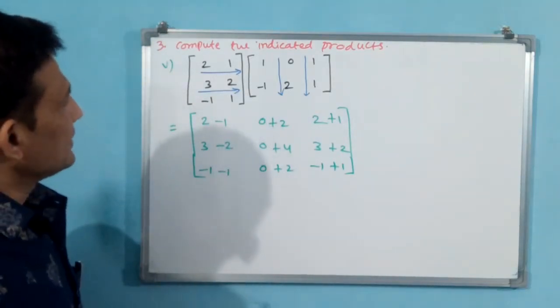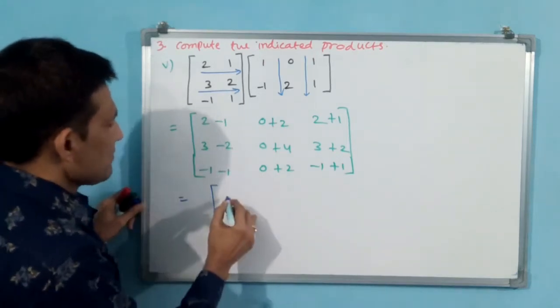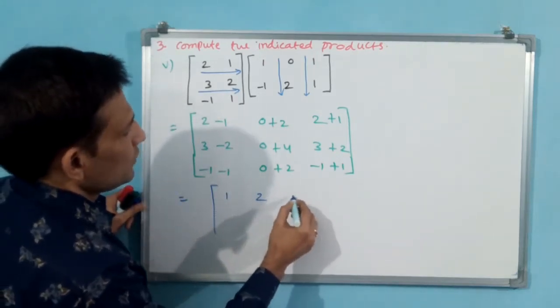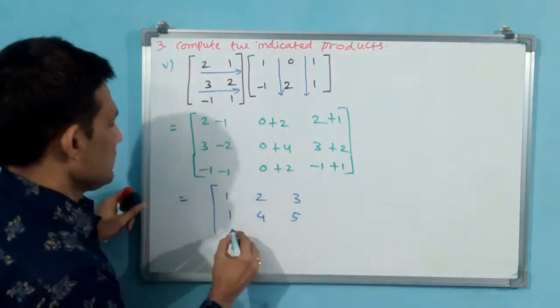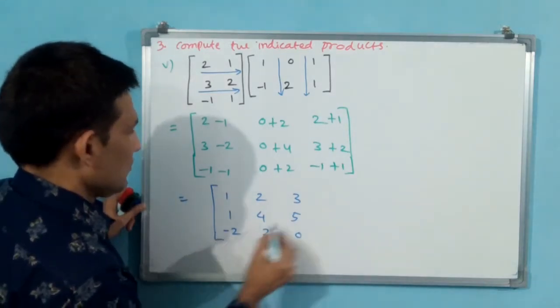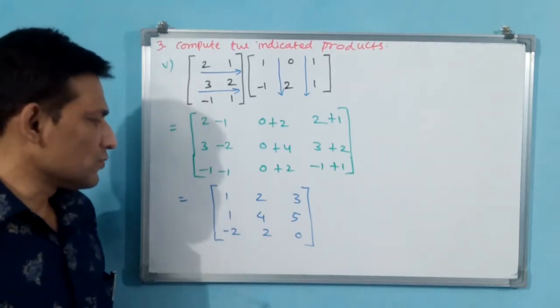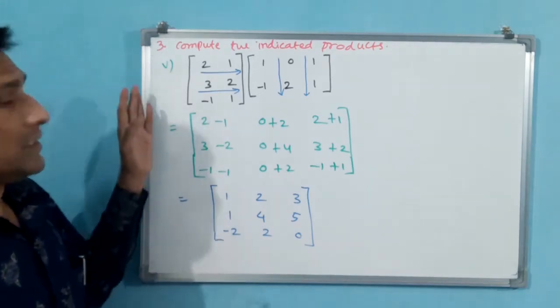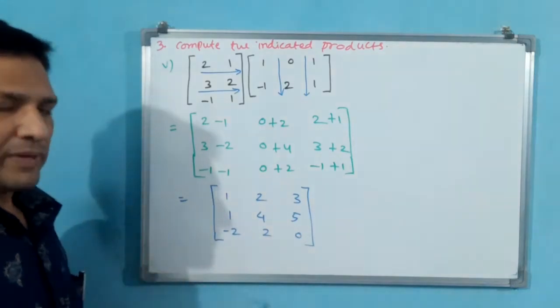Now let us write the final figures. 2 minus 1 is 1, 2, 3, 1, 4, 5, minus 2, 2, 0. That's all. This is your fifth part of the third question. Let us go for the sixth part.